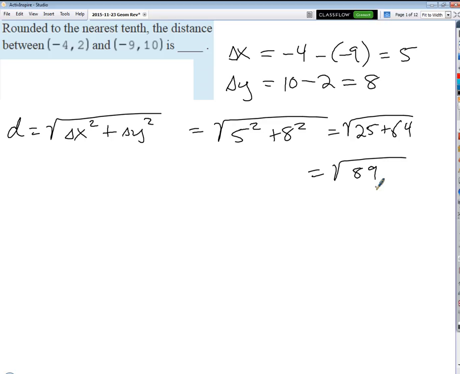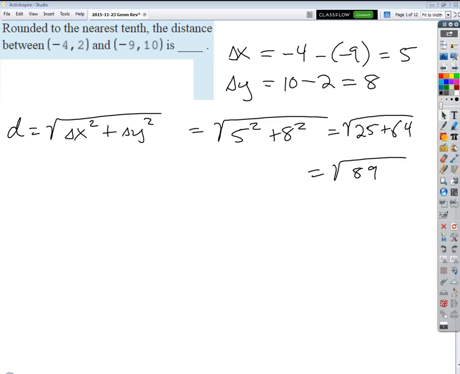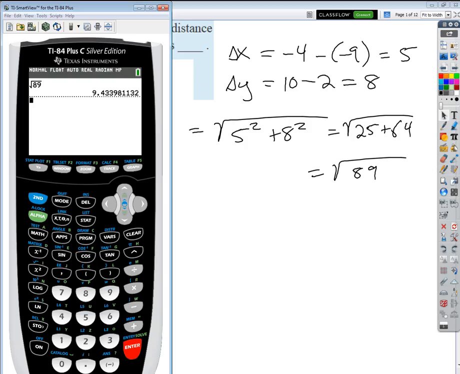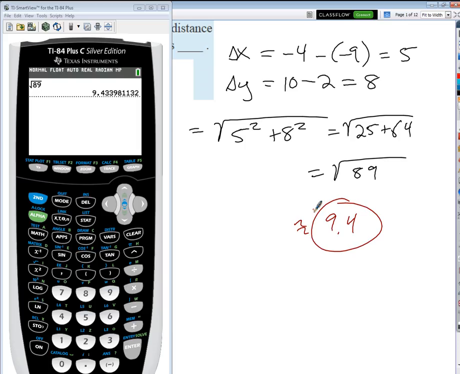And then all I have to do, this is no big deal, is just go on here and find out what that is, right? Square root of 89, if I plug that in my calculator, is that decimal. So rounded to the nearest tenth, how many decimal places is that? 1. So I look at the second decimal place, and if it's a 5 or bigger, I have to round up. If it's not, I round down. So what's the answer? 9.4. That's it. So that's what I would input. I'd get it exactly right.